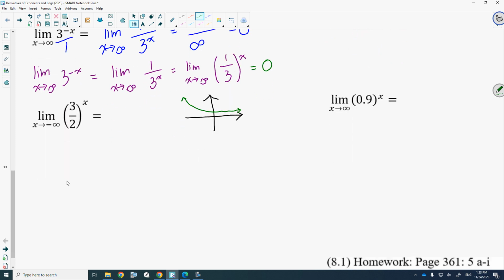Okay, the limit as x approaches infinity of 1.5 to the power of x, base is greater than 1, so it is a growth function. As x approaches negative infinity, our limit is going to approach 0. If x was approaching infinity, our limit would be approaching infinity as well. For this one here, our base is less than 1, so this would be a decay function. I forget if I said if this was decay or growth. This would be a growth function. This would be a decay function here. And as we approach infinity for a decay function, our limit is approaching 0.